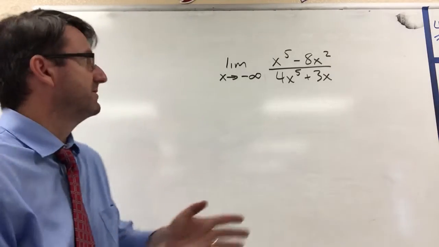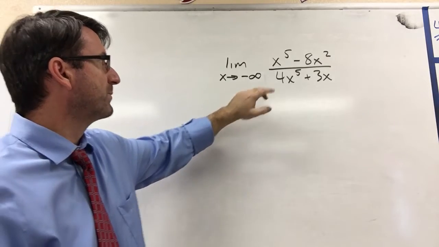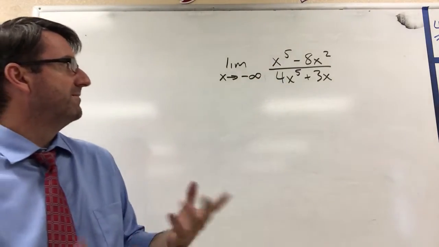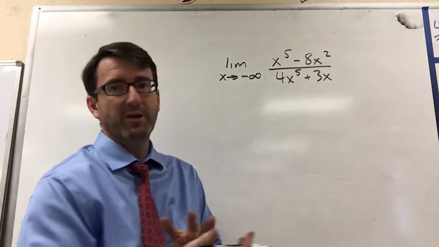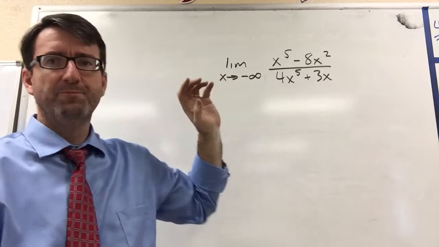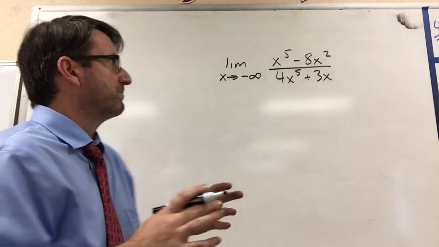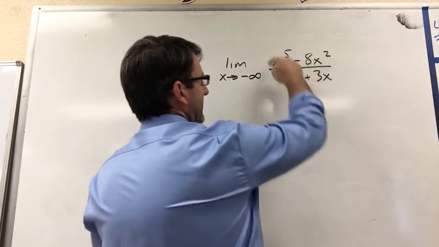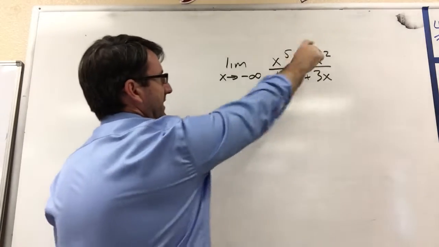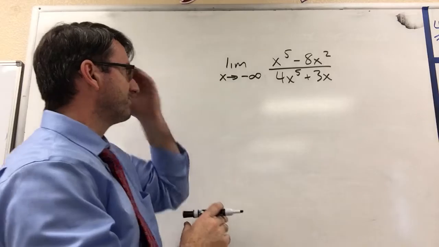All right, number 9 asks us to evaluate this limit. The limit as x approaches negative infinity of x to the 5th minus 8x squared divided by 4x to the 5th plus 3x. Whenever we're taking the limit off to infinity or to negative infinity, and we've got polynomials here, or a rational function made up of a polynomial function on the top and on the bottom.